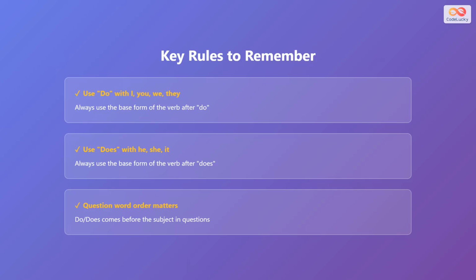Here are 3 important rules. First, use do with I, you, we, and they, and always use the base form of the verb after do. Second, use does with he, she, and it, and always use the base form of the verb after does. Third, the question word order is very important. Do or does always comes before the subject in questions.